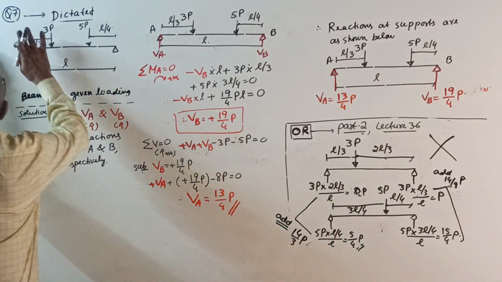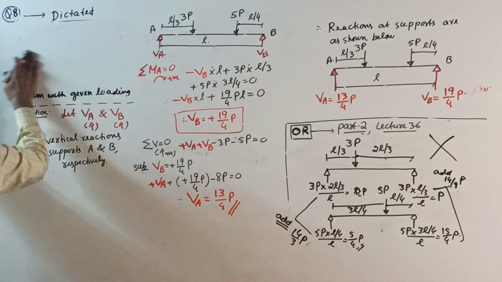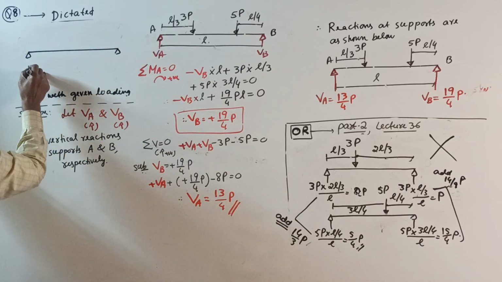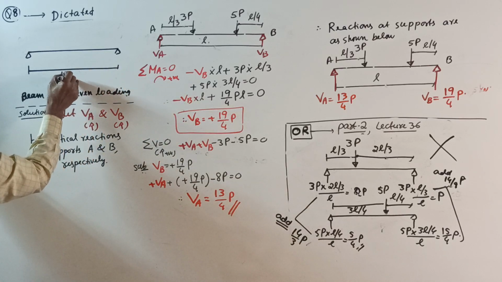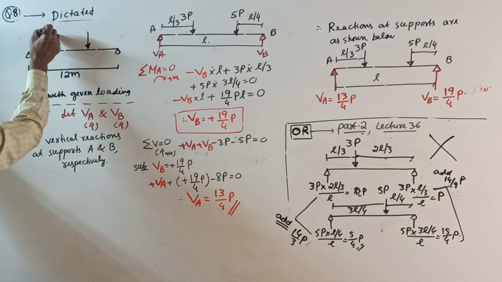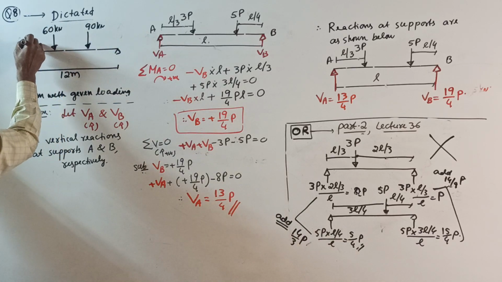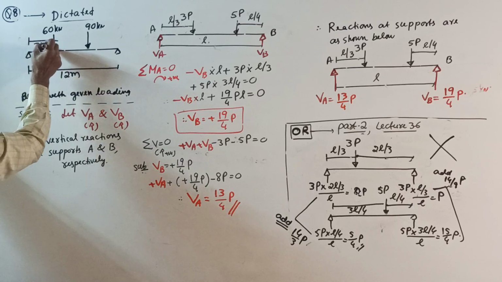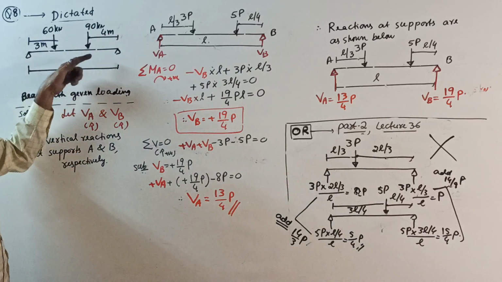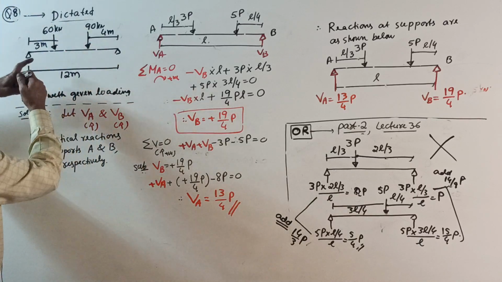Okay, now question number 8. I'll give dictated. I'll put the question here. A simply supported beam of span 12 meter is loaded by 2 point loads of magnitudes 60 kilonewton and 90 kilonewton at 3 meter from left end and at 4 meter from right end. At 3 from left end and at 4 from right end respectively. Find reactions at supports.